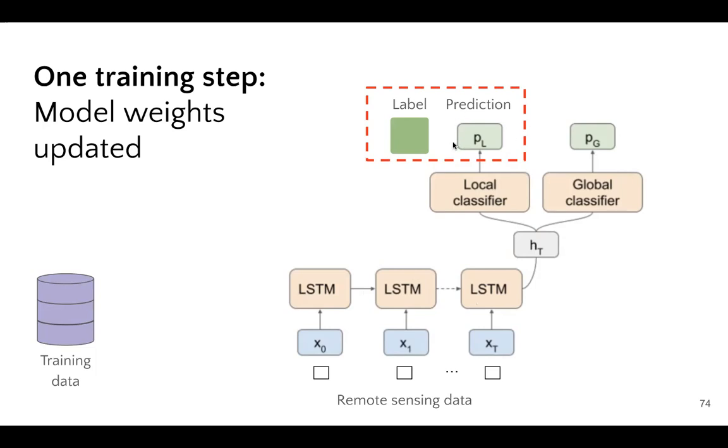If it made a correct prediction, if it guessed crop and the label was in fact crop, then we can tell the model, nice, you're doing a good job. It doesn't really have to change that much. And in fact, when it starts to make a lot of good predictions, it's going to stop training because we've got a well-trained model.